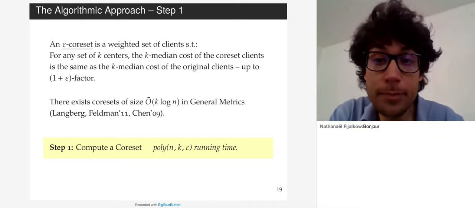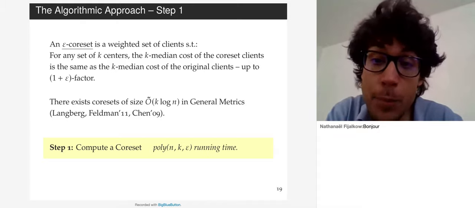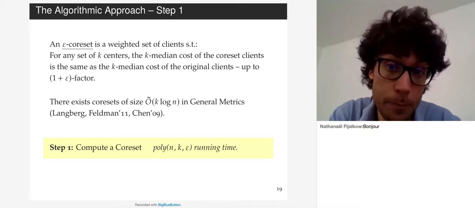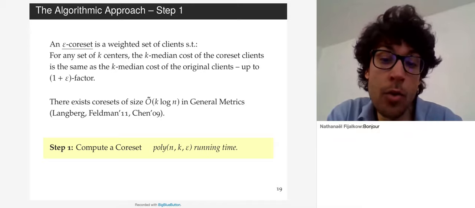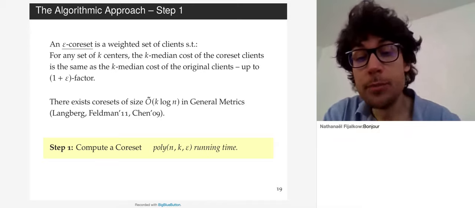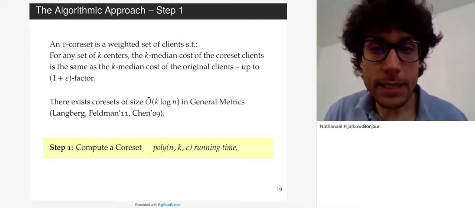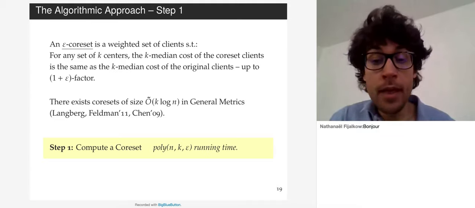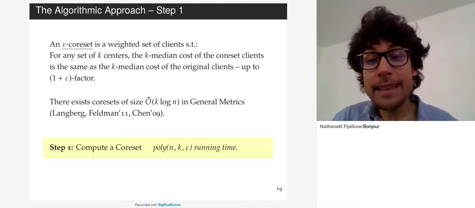And if you are working with FPT, we are pretty happy because we are getting from size n to size k log n. So we're happy. We are happy because we can, in fact, compute this in poly time, maybe linear time, something. We can compute these coresets very efficiently. The thing is that we are not yet done.